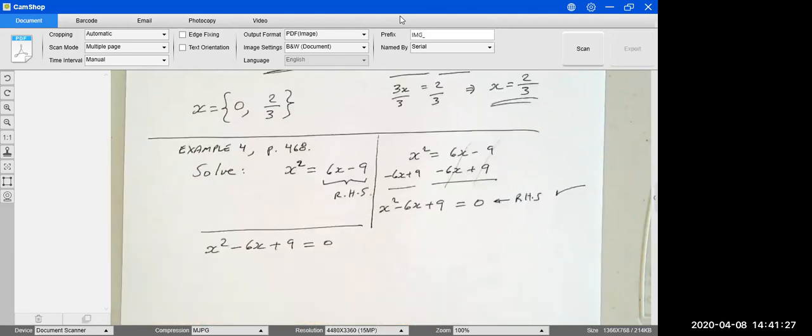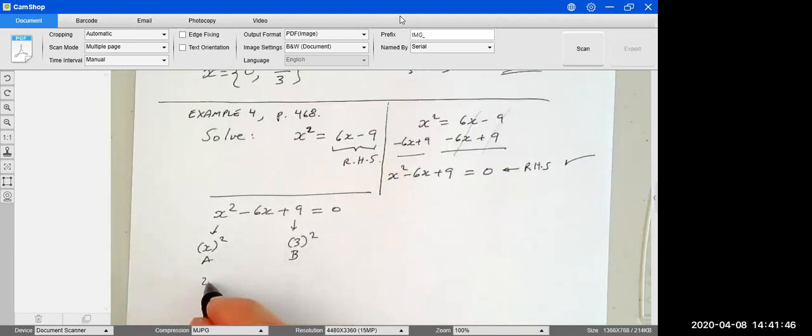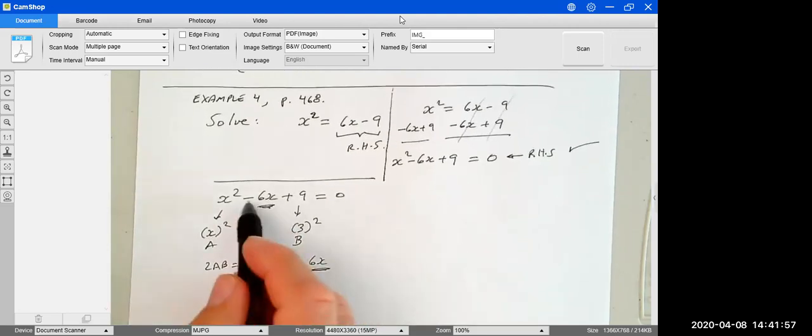So let's check. Greatest common factor? There is no greatest common factor. Special forms? Let's check the first and the last term to see whether they are perfect squares. This is x squared. This is 3 squared. So this is my a, this is my b. Let's find 2ab. 2ab is 2 times x, 2 times 3. So we get 6, which is the same as here. We're going to take care of the sign later.